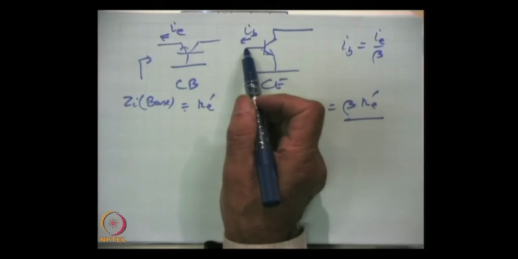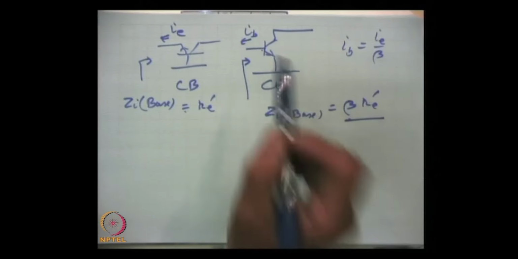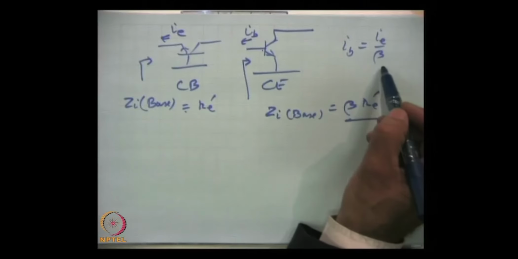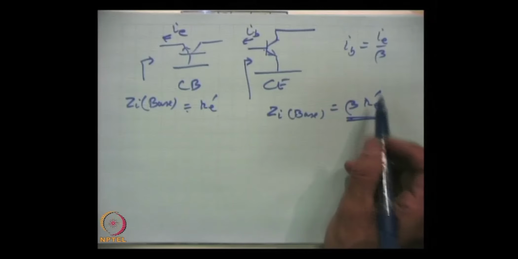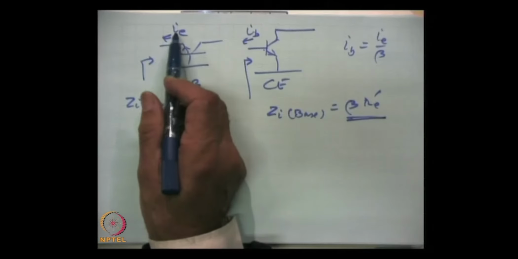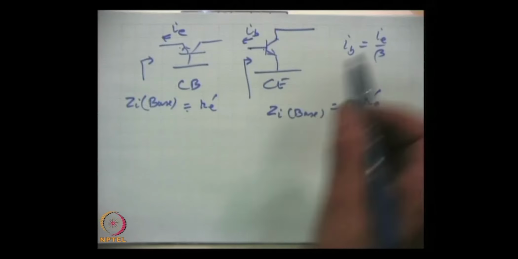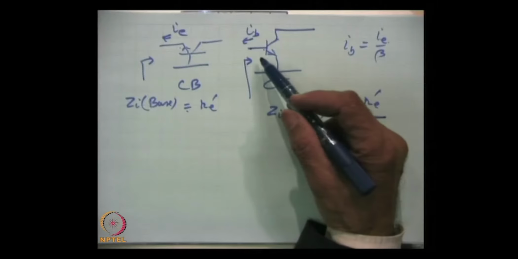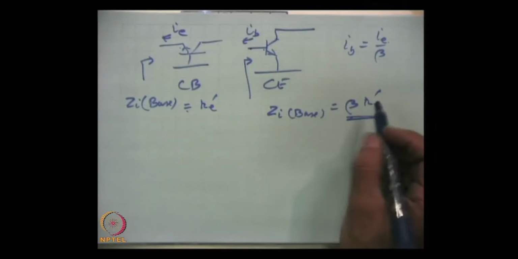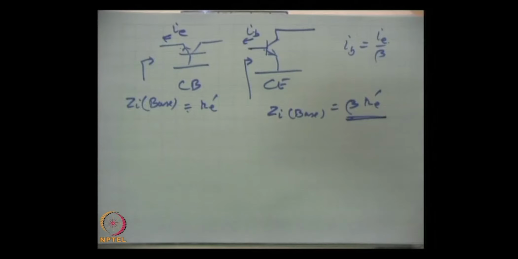So, this is much less current, hence the impedance is high, and high by how much amount? By beta times. Therefore, the impedance is beta times R e prime. I hope I have made this point clear. Here the current which it will draw is I e. Here from source this will draw current I b. I b is I e divided by beta. Therefore, this is having a higher impedance equal to beta R e prime. So, this is about the input impedance.